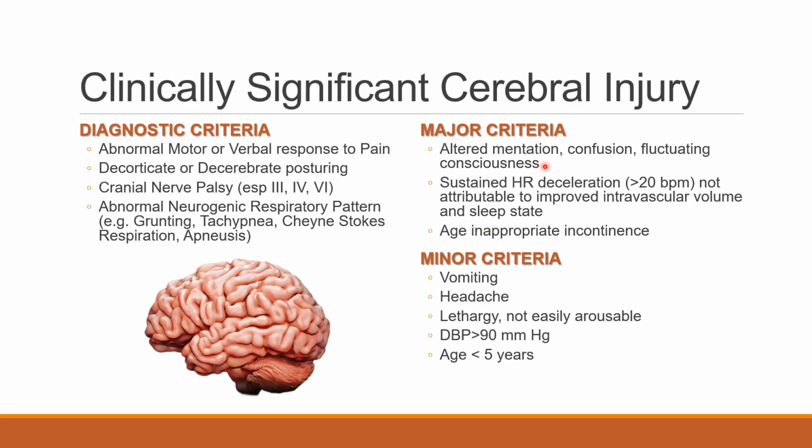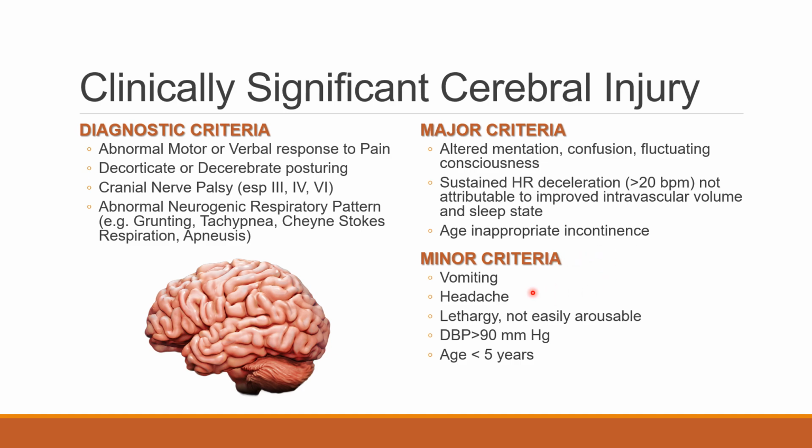Mainly three. Altered mentation or confusion and fluctuating consciousness, that is mainly related to CNS. Sustained heart rate deceleration, that is more than 20 beats per minute, not attributable to improved intravascular volume and sleep state. That means in a patient of shock, when you administer intravascular fluids, the heart rate is expected to decrease. If we have ruled that out, and if we have ruled out the sleep state, if the heart rate has decelerated by more than 20 beats per minute and it is sustained, you have to consider that a major criteria. Third is age inappropriate incontinence.